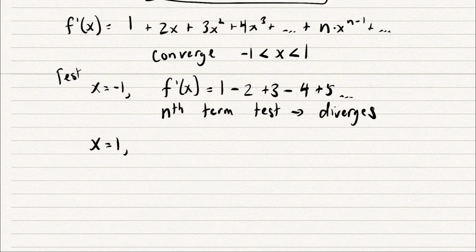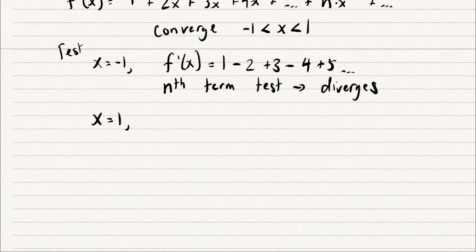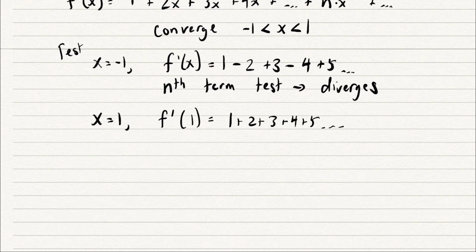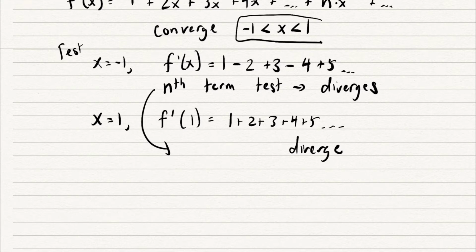Let's choose x is equal to 1. So f prime of 1 is going to be 1 plus 2 plus 3 plus 4 plus 5, so on and so forth. And that's also going to diverge by the same reasoning. So we can say that this is the only interval of convergence that we have specifically for the derivative of 1 over 1 minus x.